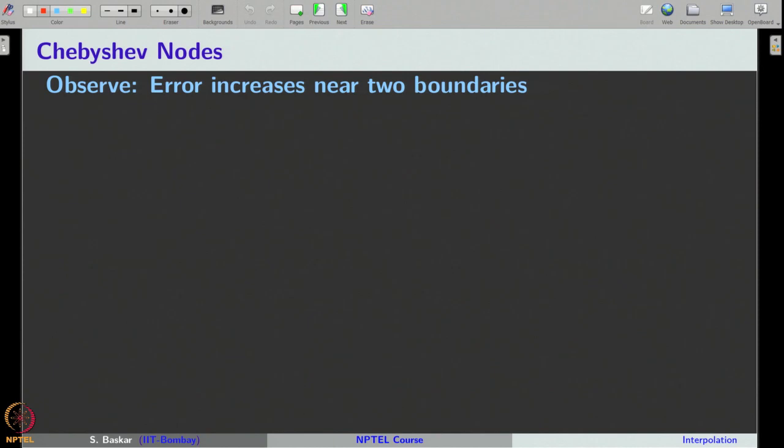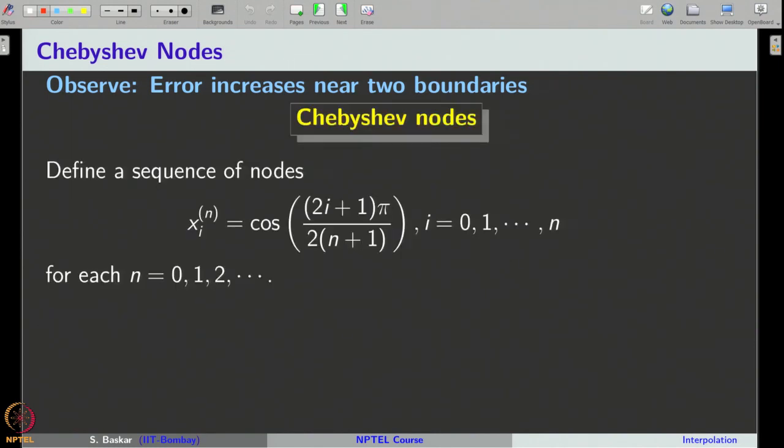Let us first see how we can construct some unequally spaced nodes in order to improve the approximation of the interpolating polynomial. Observe that the error drastically increases near the boundaries of the interval, which are commonly called edges, right? Therefore, one idea is to put more points near the boundaries of the interval when compared to the number of points, that is nodes, located away from the boundaries of the interval. One such set of nodes is called the Chebyshev nodes. Chebyshev nodes are given like this. You are given an n, for that you have to generate n plus 1 nodes, right?